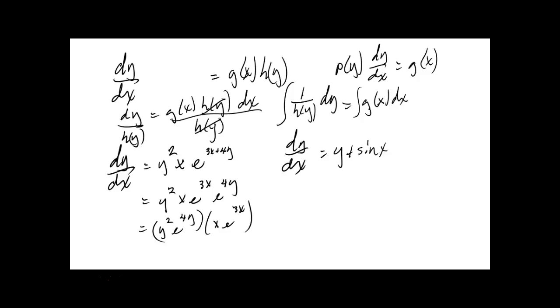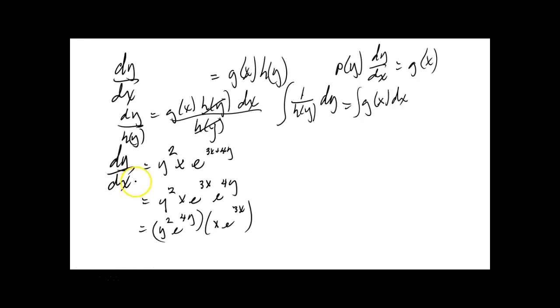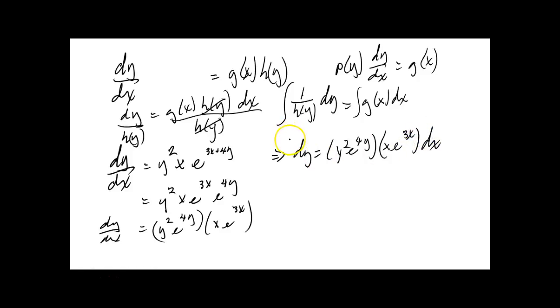How about this really hairy looking one we have here? Down here, this one. Remember, this was not, so I'm going to do away with it. That's not separable, so you can't do it, so don't even try. This one. Same type deal. This is your dy dx, and write it in differential form, which would be dy is equal to y squared e to the 4y x e to the 3x dx. And guess what we do next?